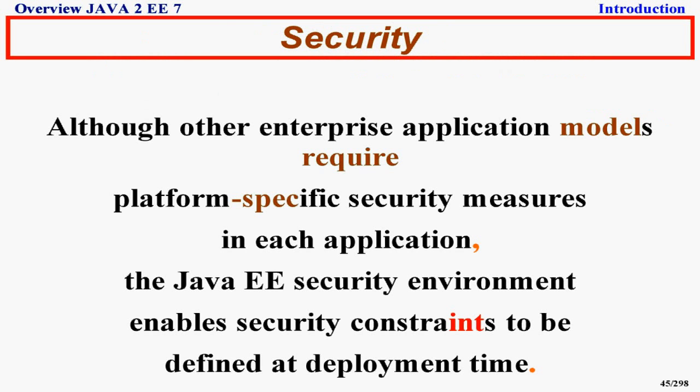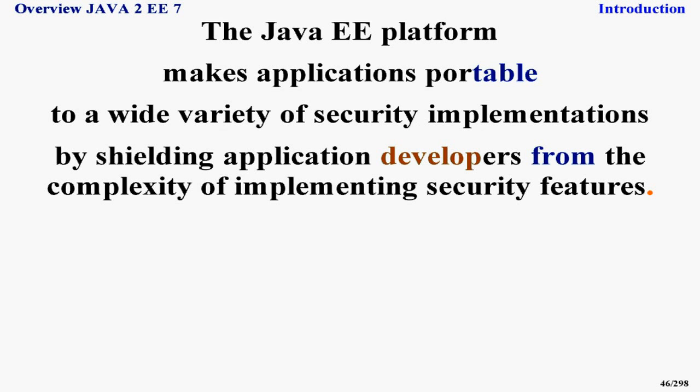Security. Although other enterprise application models require platform-specific security measures in each application, the Java EE security environment enables security constraints to be defined at deployment time. The Java EE platform makes applications portable to a wide variety of security implementations by shielding application developers from the complexity of implementing security features.